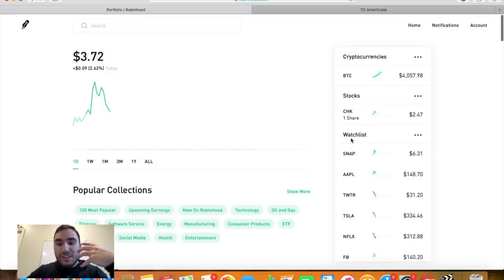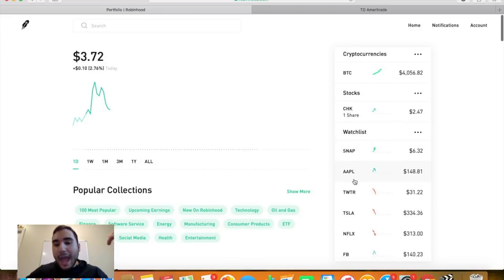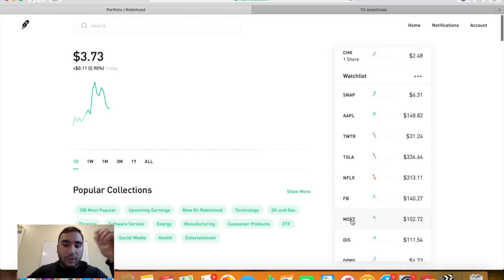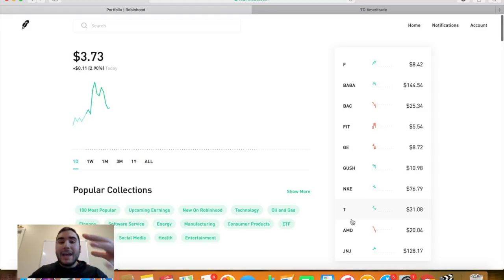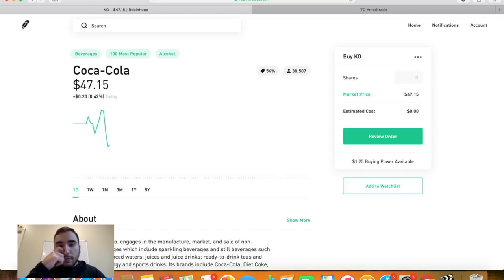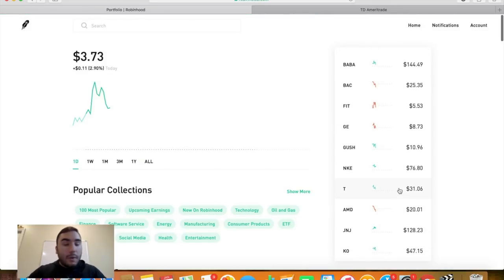Under this stocks tab, we see a watch list tab, which is really just a group of stocks that you're either invested in, that you want to invest in, or that you like keeping an eye on over time. We can see here on my watch list, I have Snapchat, Apple, Twitter, Tesla, Netflix, Facebook, Microsoft, and the list goes on. If you want to add a stock to this watch list, it's very simple. All you have to do is go to the search bar and type in any ticker that you want. Let's think of maybe Coca-Cola, ticker symbol KO. If you want to add Coca-Cola, all you have to do is search it in the bar, click add to watch list, which is right here, and it puts it straight into your watch list so you can keep an eye on it for however long you want.